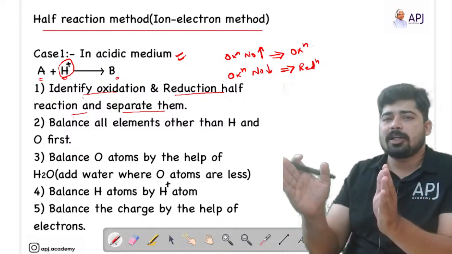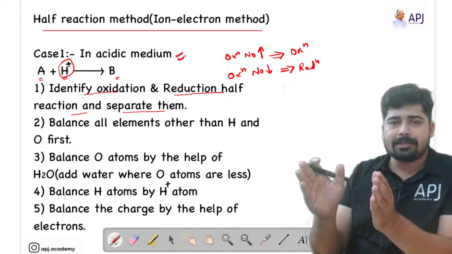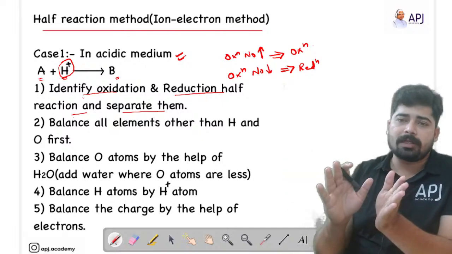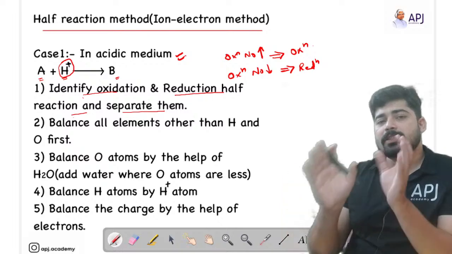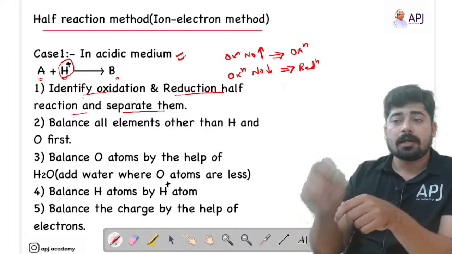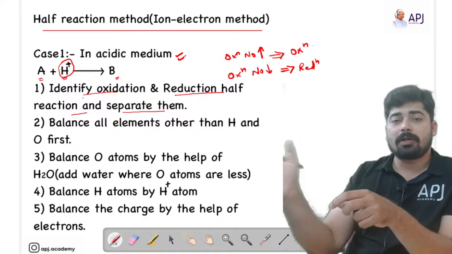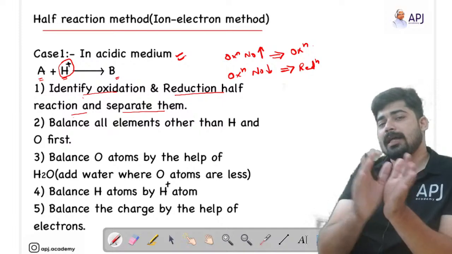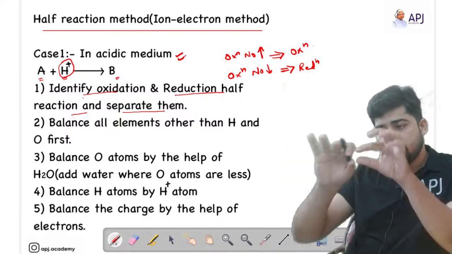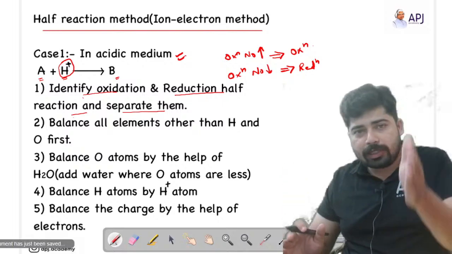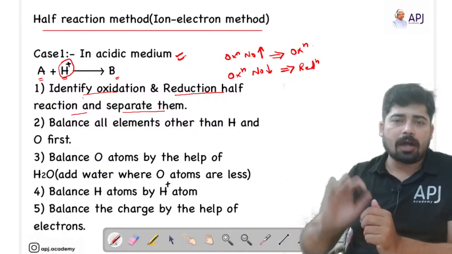You will be given a redox reaction and told to balance it, and they will mention whether it is in acidic medium or basic medium. So first of all you have to identify the oxidation reaction and reduction reaction by assigning oxidation numbers to the elements, and after finding them, you have to separate them into two reactions, that is the oxidation half reaction and the reduction half reaction.